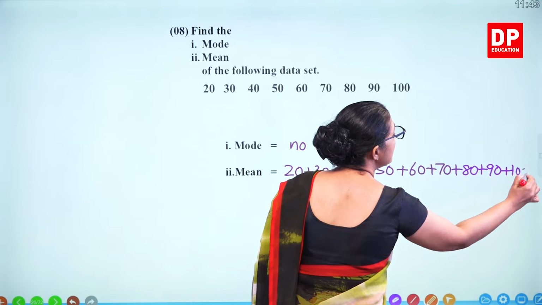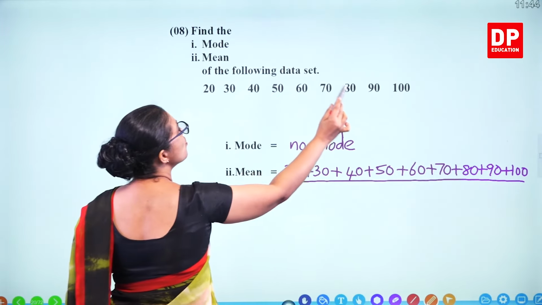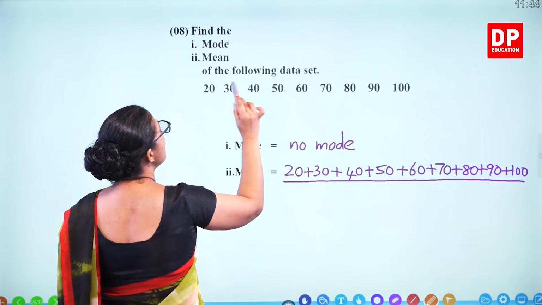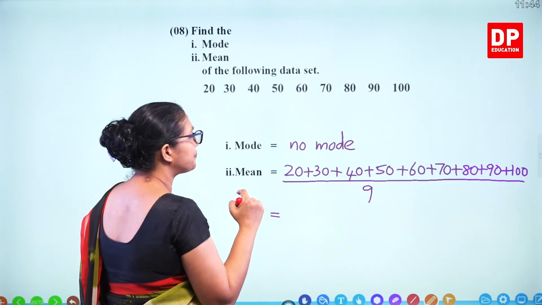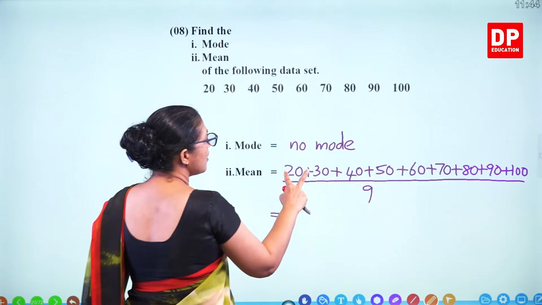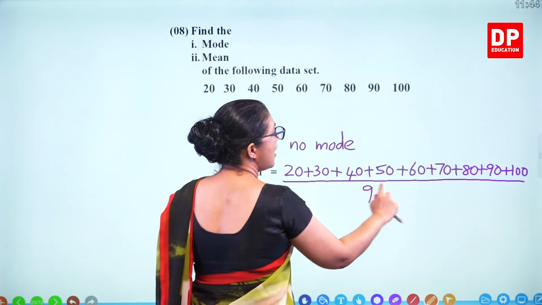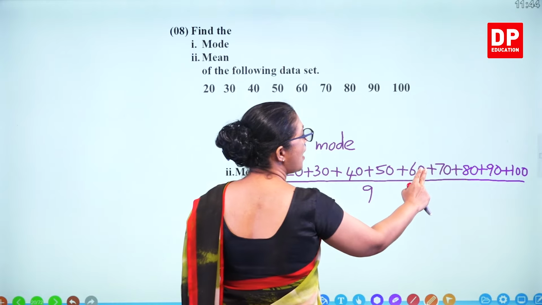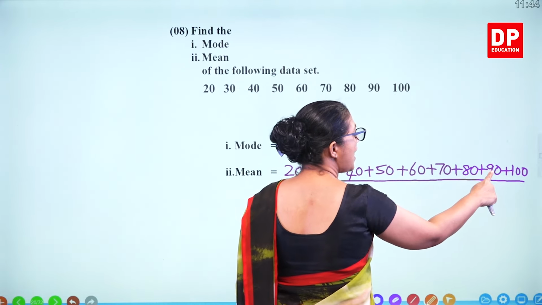Divide by number of numbers. How many numbers are there? 1, 2, 3, 4, 5, 6, 7, 8, 9. So add it. 20, 30, 50, 50, 50, 100. 100 and 100, 200 and 300. 390.